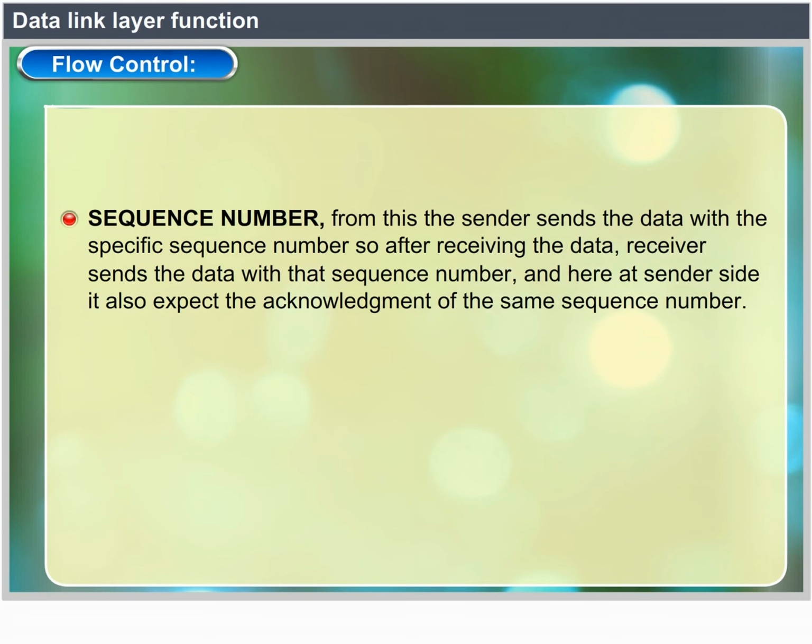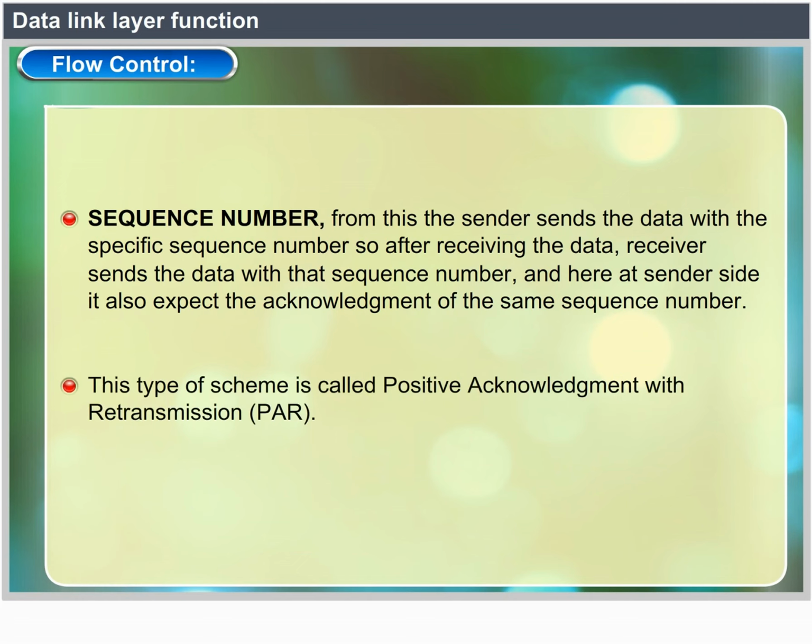Sequence number. The sender sends the data with a specific sequence number, so after receiving the data, the receiver sends the acknowledgement with that sequence number, and at the sender side it also expects the acknowledgement of the same sequence number. This type of scheme is called positive acknowledgement with retransmission or PAR.